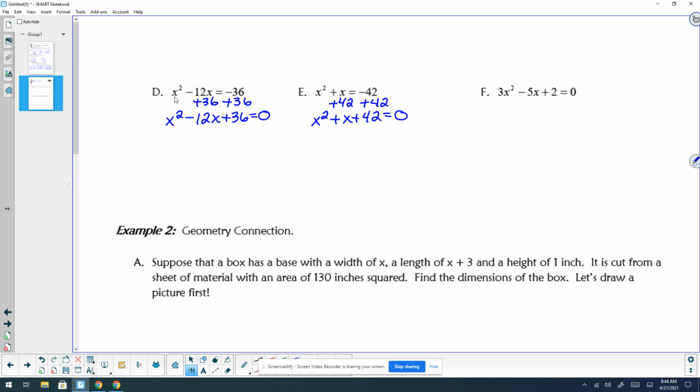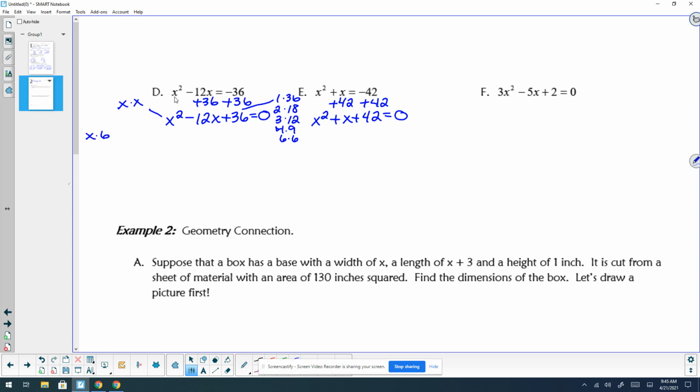What I want to do now, then, is since I have an x squared and an x term, I'm stuck. I have to factor. I cannot use square roots here. So what I'm going to do is make my factor tree of x squared, make my factor tree of 36. 4 times 9, 6 times 6. Okay? Now remember, if that last term, that c term, is a perfect square, it's a good idea to try to use that first.